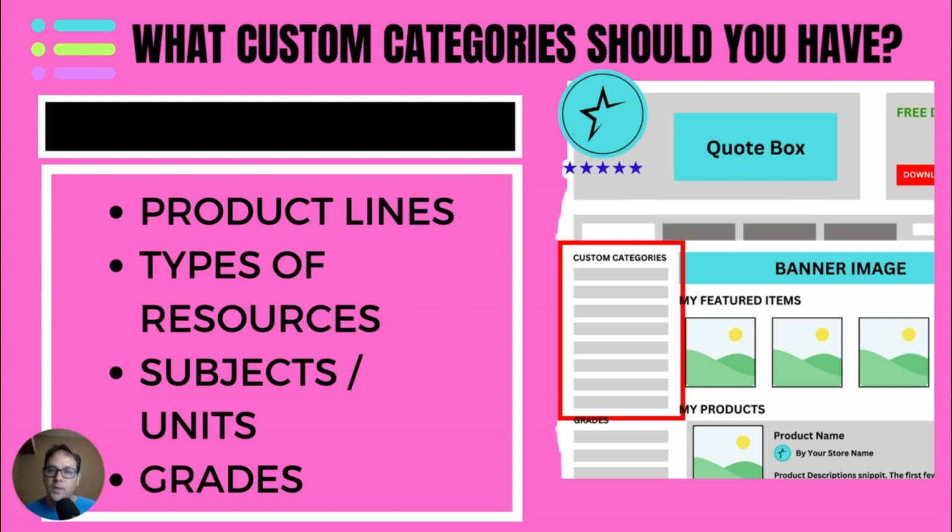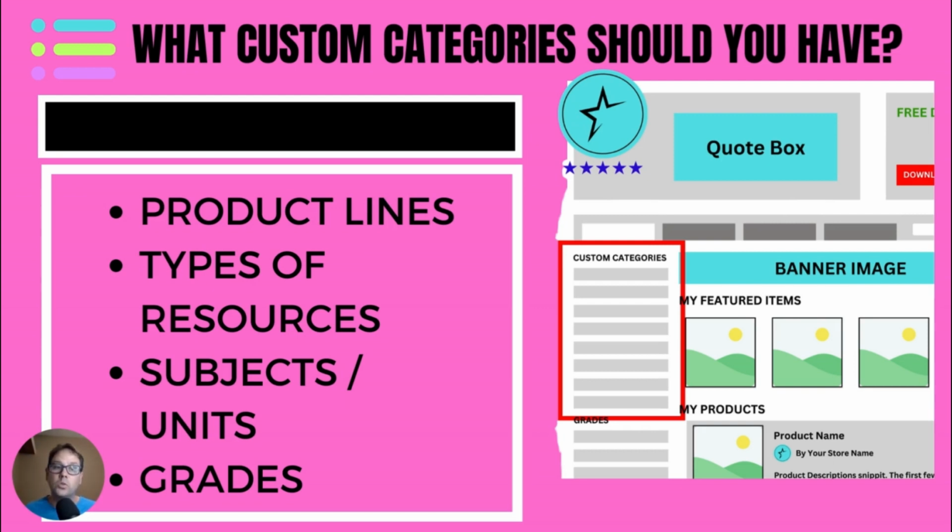The whole point of these custom categories is for them to find the things that are going to fit them perfectly. So think through what kind of teacher is looking through your store. For me, in that example, it was a 6th grade math teacher. So 6th grade should definitely be a category. They were looking for a specific type of resource.